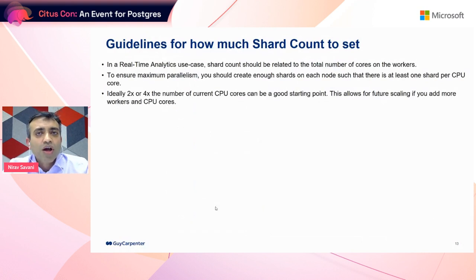Some guidelines on setting the shard count. Shard count is very important. Based on your data volume and the cardinality of your data, you need to set the right count, and you also need to be aware of your CPU cores. An ideal starting point is 2 to 4 times your CPU cores. Let's say you have 16 vCores, then you would want at least 32 shards. This allows for future scaling. Each shard is going to use one CPU core whenever you are firing a query. This has to be kept in mind whenever you are architecting your database.